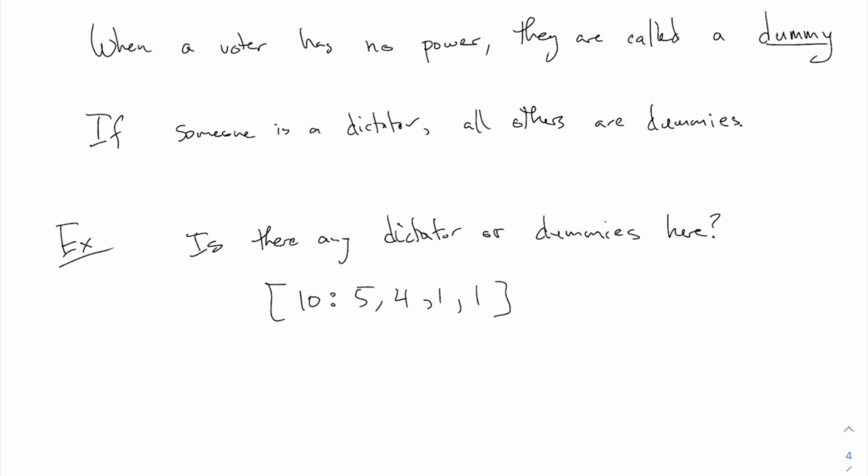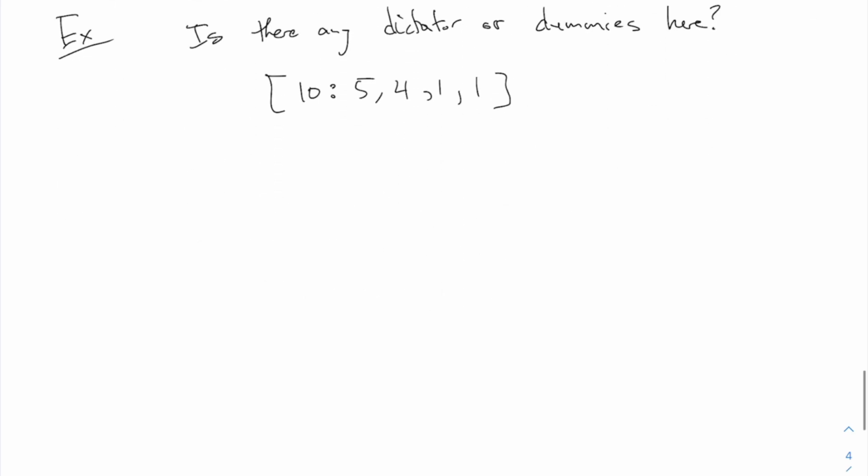The dictator is always easy. What do you say, yes or no? No. A dictator is just somebody who is bigger than the quota, and nobody here is bigger than the quota, so you can immediately say no dictator. That's because no voter meets the quota by themselves. If there was somebody here who's equal to 10, that's still a dictator. It doesn't, strictly speaking, have to be bigger. It can be bigger or equal. Anyway, there's no dictator in this system.